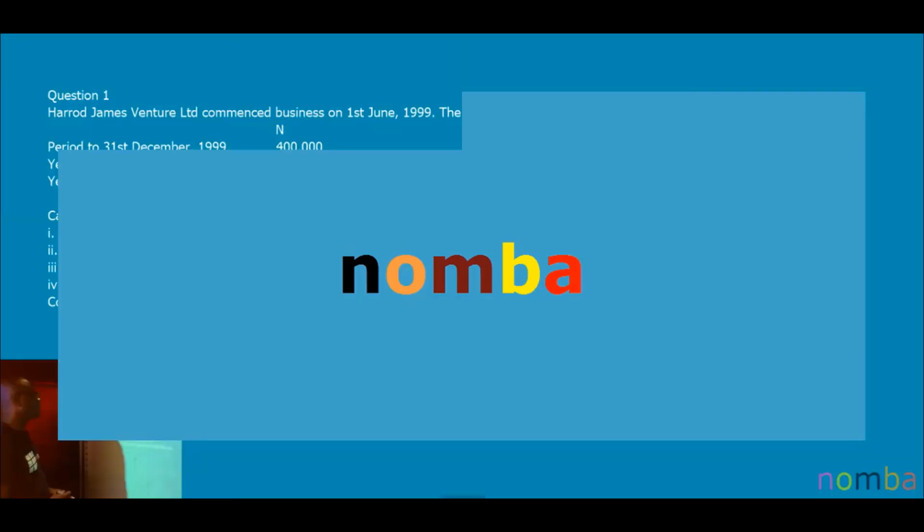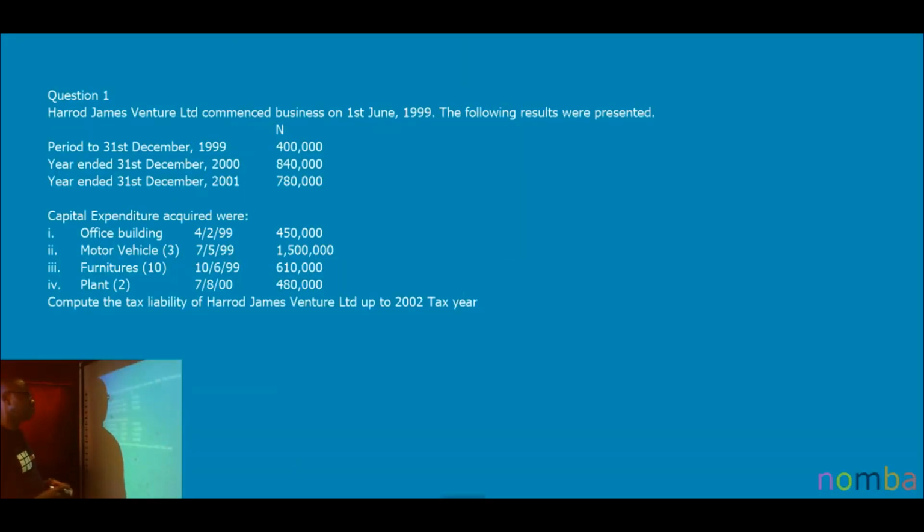Welcome back. Let's continue in the series of capital allowance by looking at typical capital allowance questions that I want to use to buttress all those theoretical aspects of capital allowance.